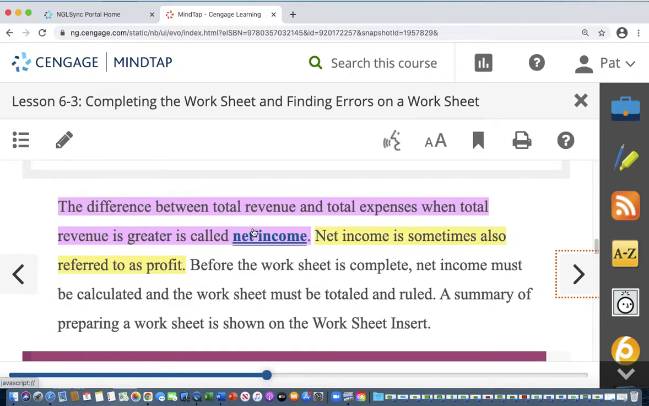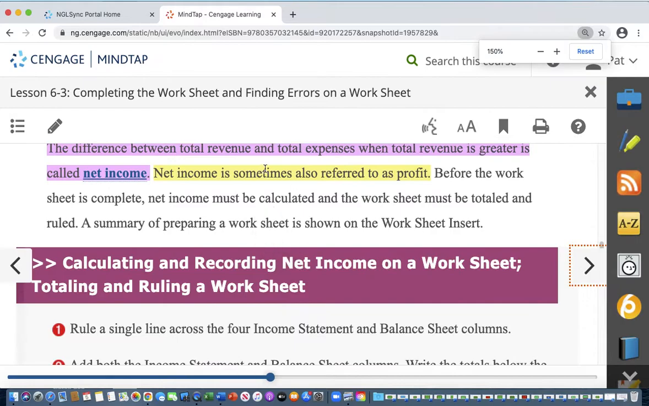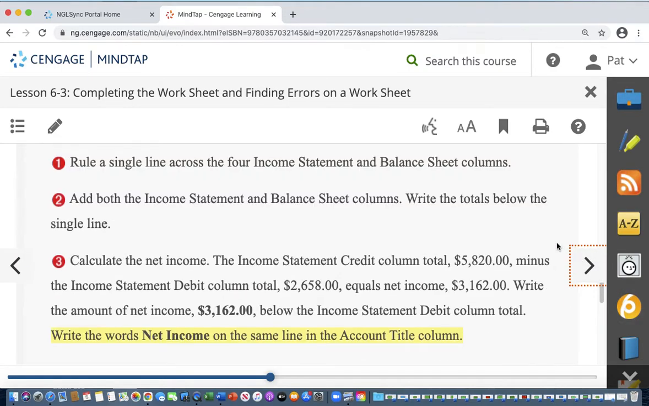Okay, so the difference between total revenue and total expenses is net income. We just showed you that. If you hear the phrase net profit, that's the same as net income. Which hopefully kind of makes sense to you. That part cool?